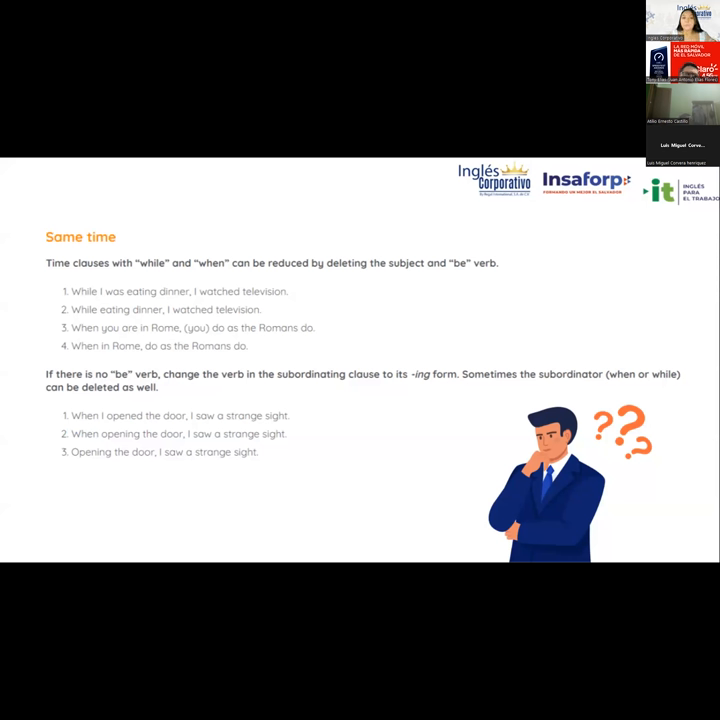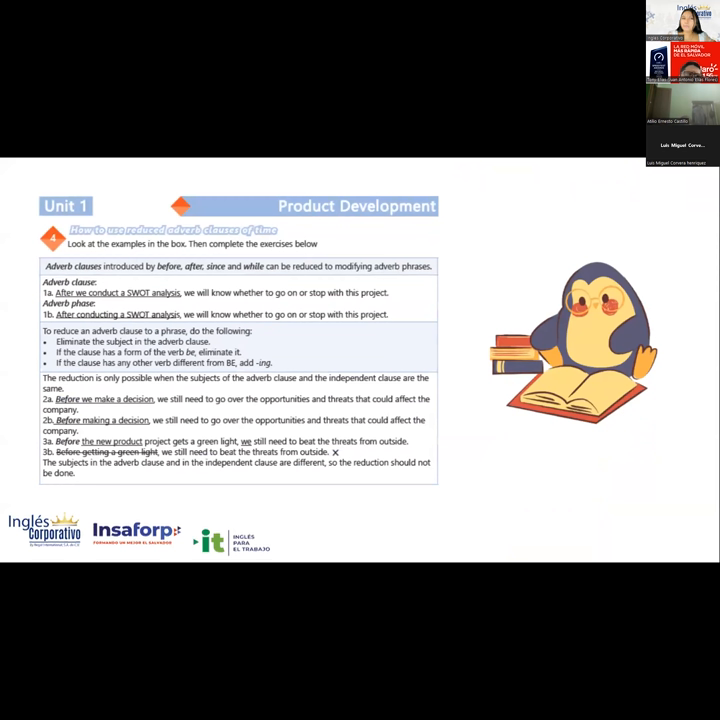What is the most popular form to use? With the adverbs. With the adverbs, yes. Okay. Yes, with the adverbs. So, okay. That's basically the most important information, okay?